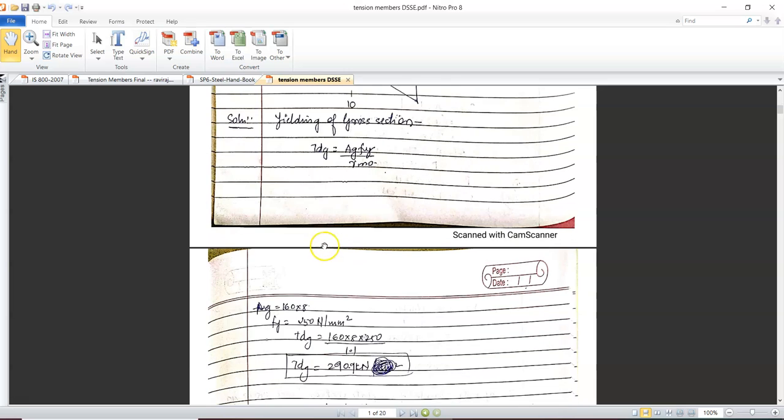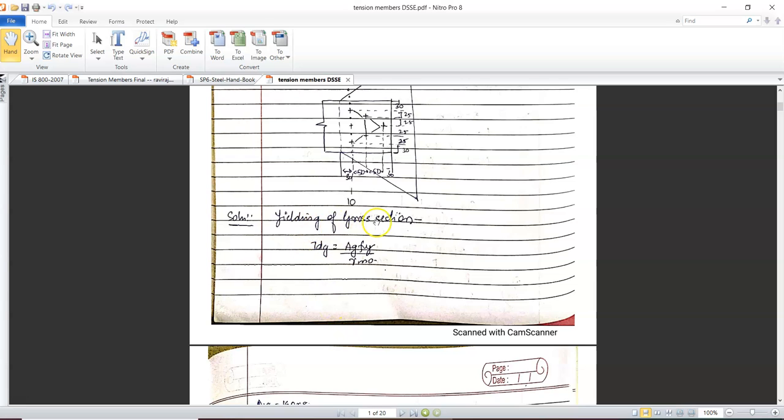Which is 160 into 8 mm, and Fy, the yield strength of the plate, is 250 Newton per square mm. So substituting the value of Ag, that is 160 into 8, into Fy 250, divided by gamma m0, 1.1, referring to Table 5, page number 30. With this, the value of Tdg is 290.9 kilonewton. This is nothing but the design strength due to yielding of gross section.